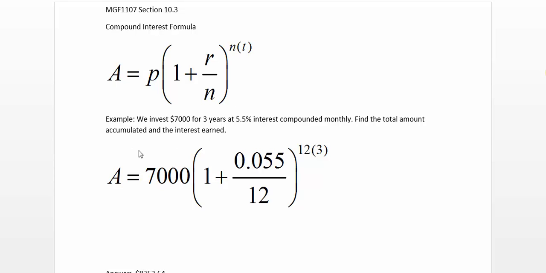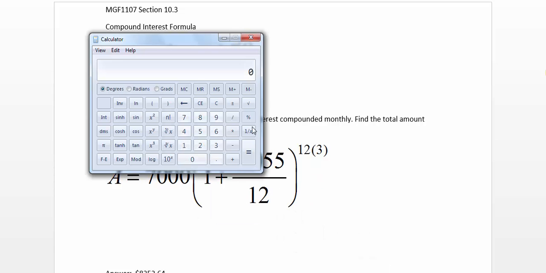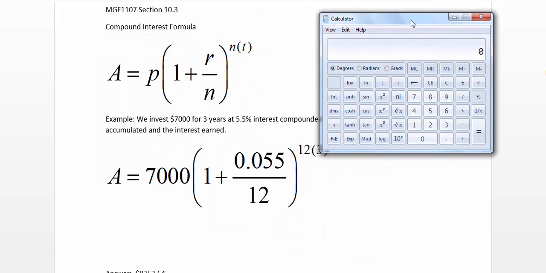So I took my formula and I put in the numbers from the problem. Now I'm going to pull up my calculator. And this is just simply a scientific calculator on the computer. So when you use a formula like this, you're going to start right here. So I'm going to go ahead and put in 0.055 divided by 12 equals, and then I need to add 1, so I'm going to put plus 1 equals.